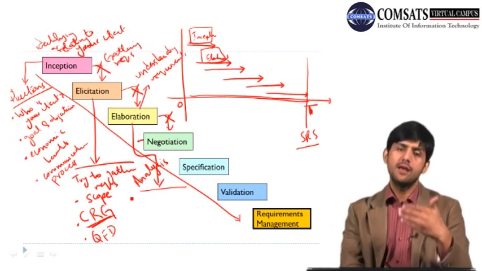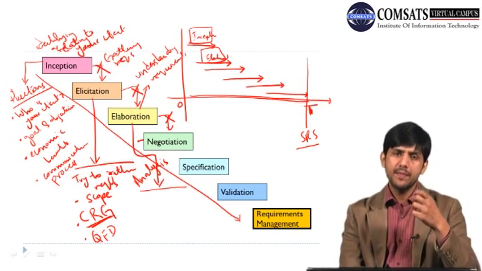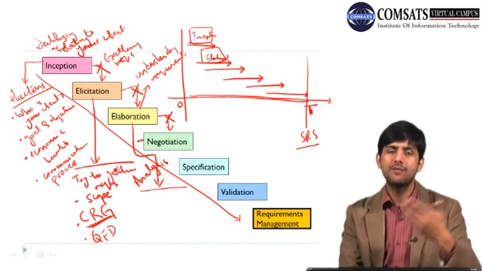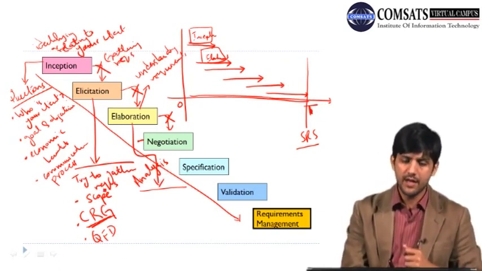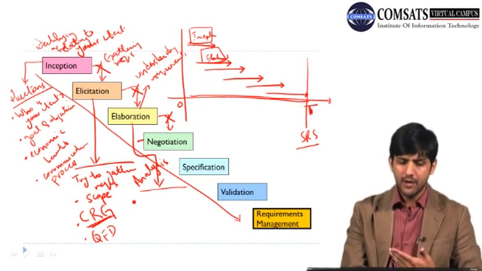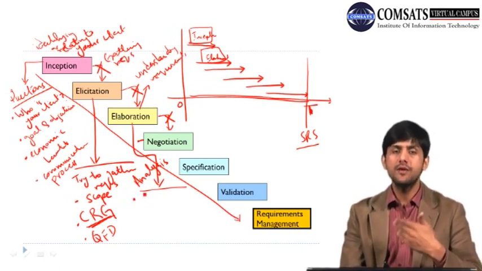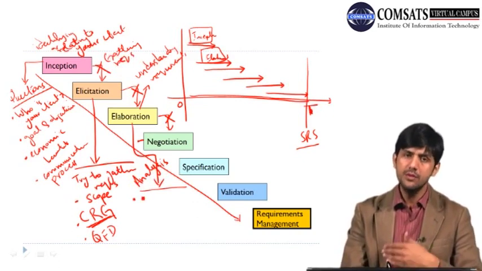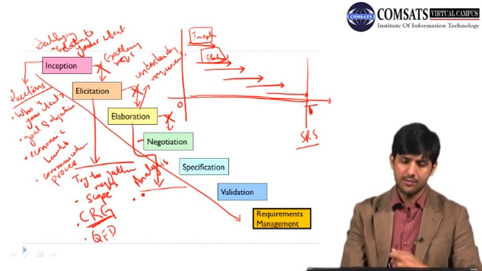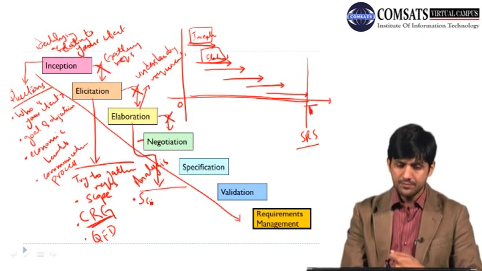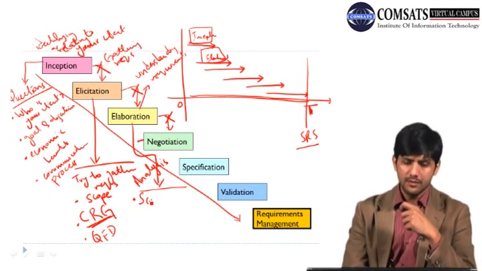So what we do in elaboration is that we try to gain a better understanding of what we have gathered in the elicitation stage, and we can do different kinds of modeling. And we said that there can be 4 different kinds of modeling that we can do to analyze requirements. So one is scenario based modeling. So what do we do in scenario based modeling?